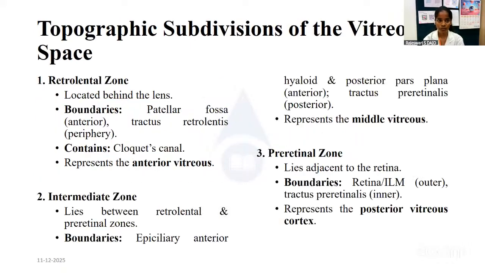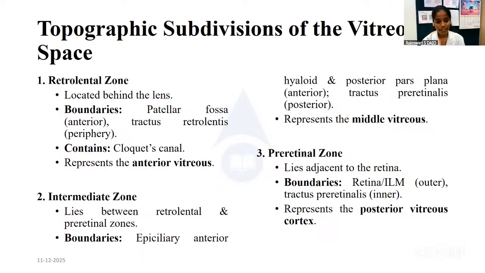Topographic subdivision of the vitreous space. Retrolental zone. Located behind the lens. Boundaries: patellar fossa, tragus retrolentis. Contains Cloquet's canal. Represents the anterior vitreous. Intermediate zone. It lies between the retrolental and preretinal zones.